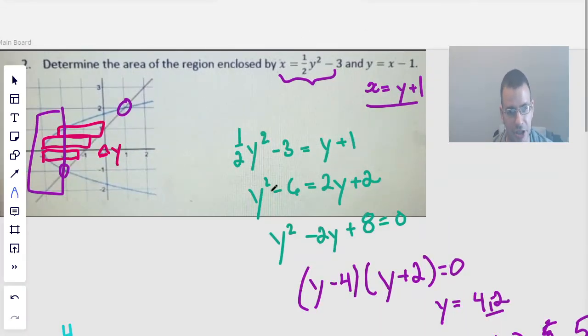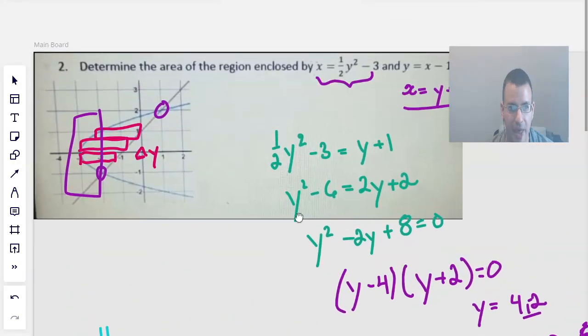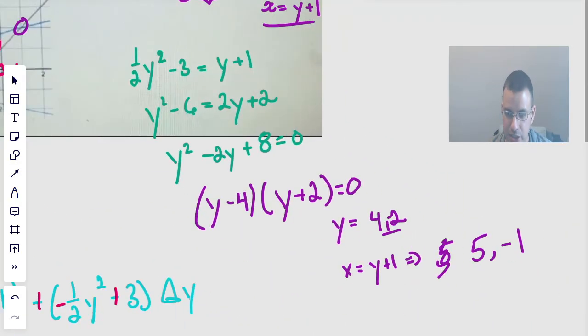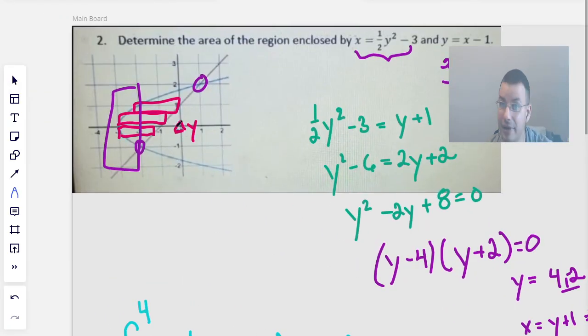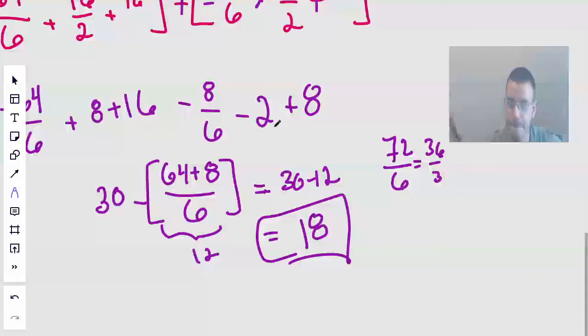So we solved everything in terms of y, did the right minus left, integrated, made sure that I used the correct endpoints because the graph is wrong, and worked through it and got an answer of 18 square units.